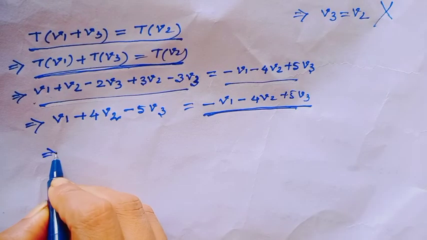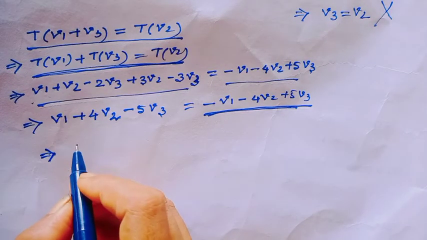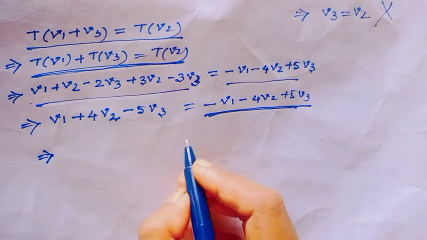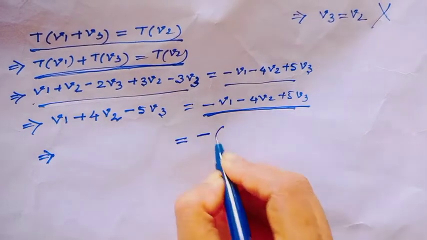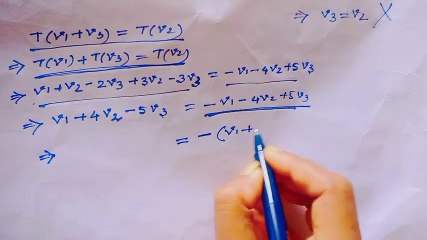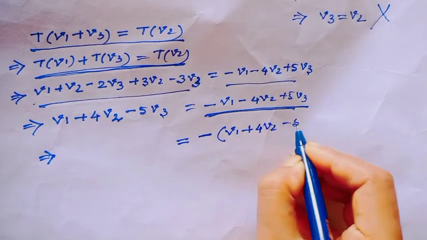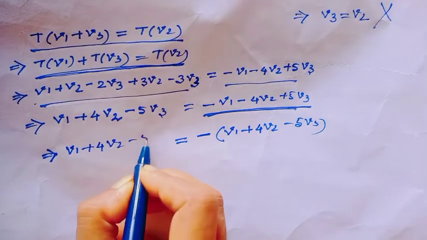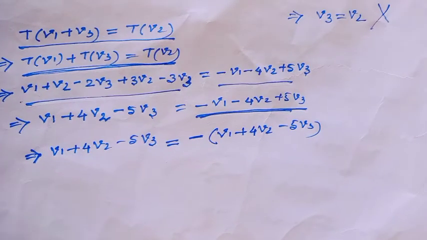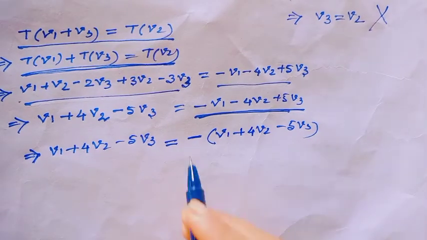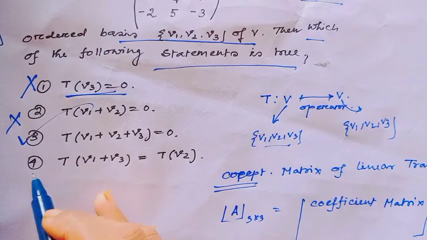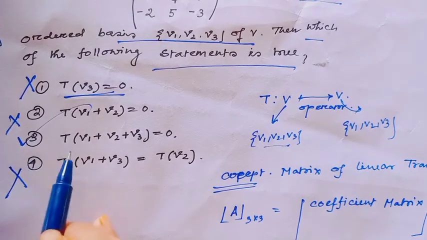And notice here I have got this part not equal to this part, because this is equal to minus v1 plus 4v2 minus 5v3. Notice v1 plus 4v2 minus 5v3, here this is equal to minus times this. So this equality is not possible. Are you getting? Option 4 is also a wrong option. Only option third is the right option.